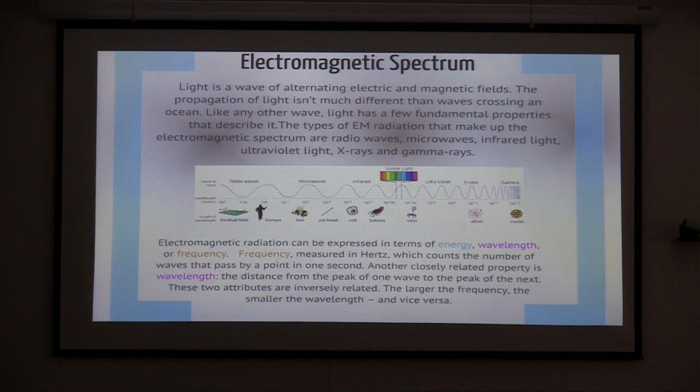Frequency is measured in hertz, which counts the number of waves that pass by a point in 1 second. Another closely related property is wavelength, which is the distance from the peak of one wave to the peak of the next. So frequency is how many waves you see in a minute, whereas wavelength is the distance between those waves. From one peak to the second peak, that distance right there is wavelength.